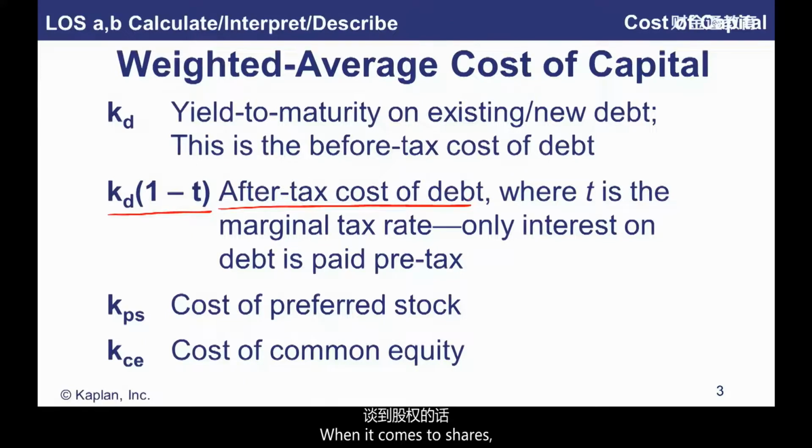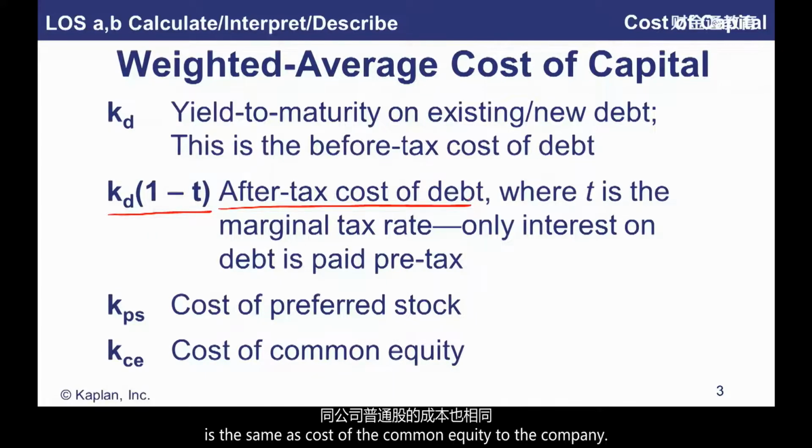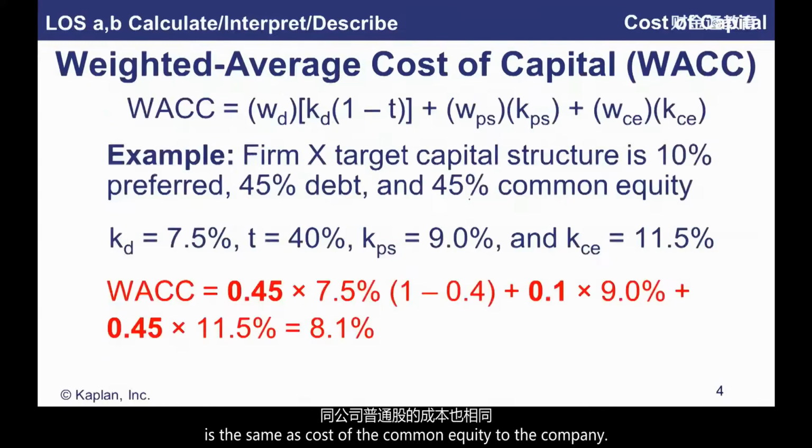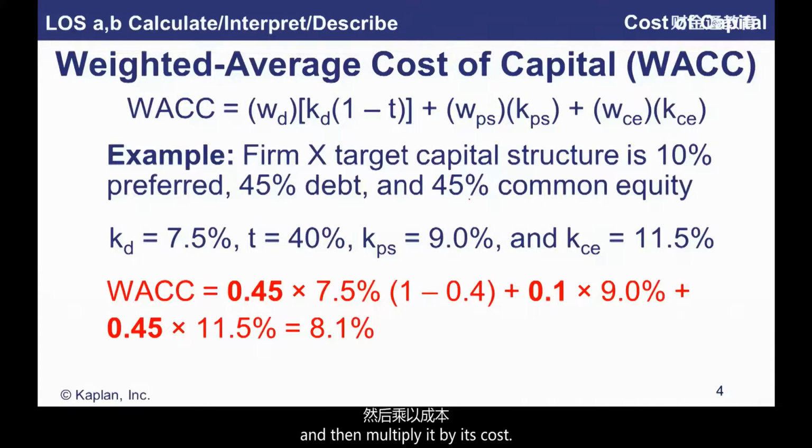When it comes to shares, there is no tax advantage to paying dividends, and therefore the return that your preference shareholders require is the same as the cost of the preference shares to the company. Likewise, the return that your ordinary shareholders require is the same as the cost of the common equity to the company. So let's have a look at a weighted average cost of capital. We're simply going to take the weight of each security in our capital structure and then multiply it by its cost.